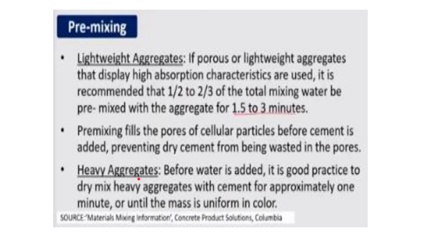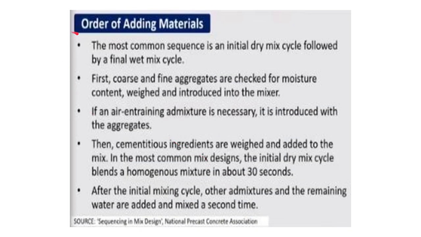And in the case of heavy aggregates, the dry mix heavy aggregates should be added with cement for approximately 1 minute so that the mass is uniform in color before water is being added. It is opposite. So what is the order of adding materials? Basically the most common sequence is an initial dry mix cycle followed by a final wet mix cycle, as we saw in the diagram.